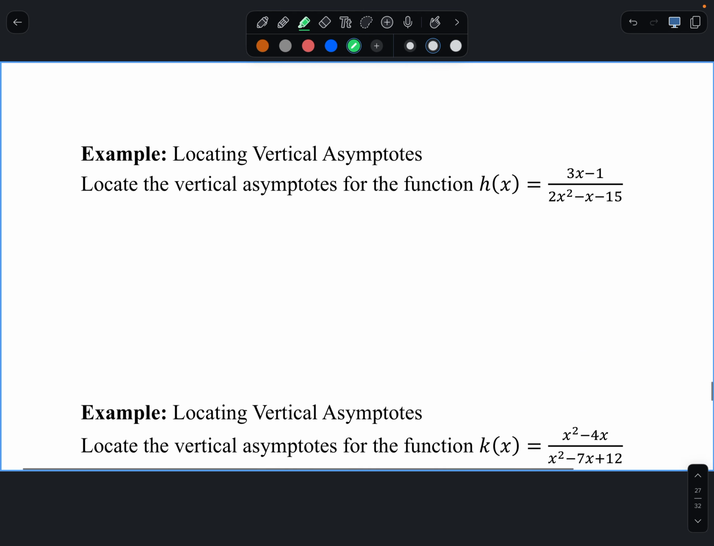Okay, so we're going to do a little more practice with identifying vertical asymptotes, and then we're going to get into our end behavior asymptotes and put it all together to sketch graphs of rational functions.